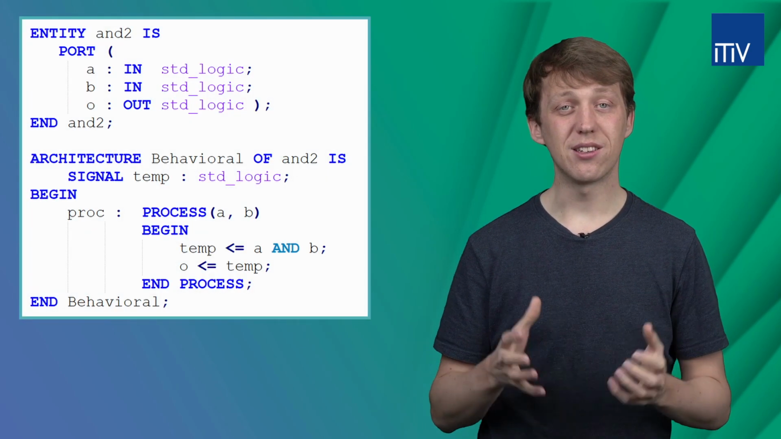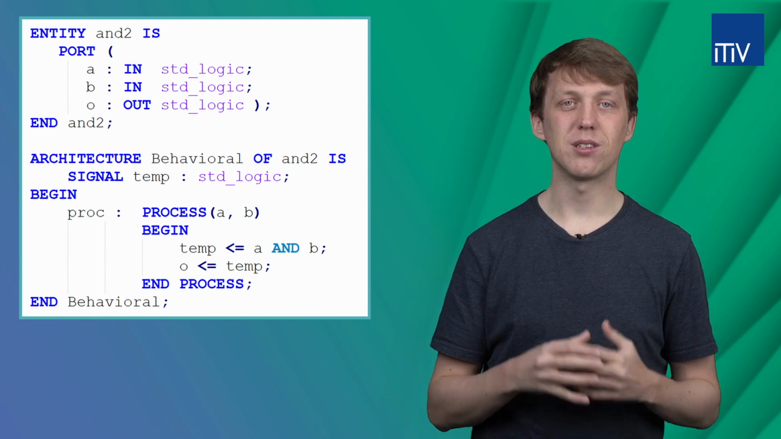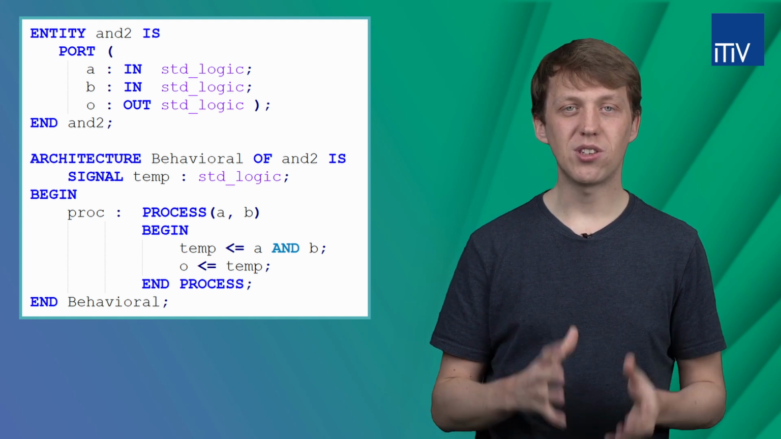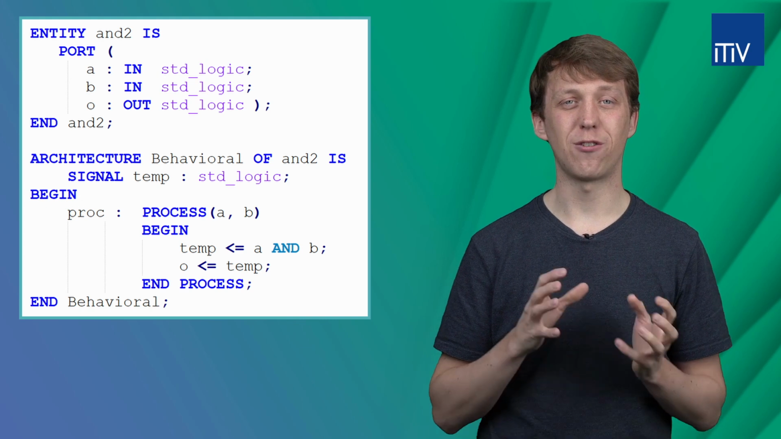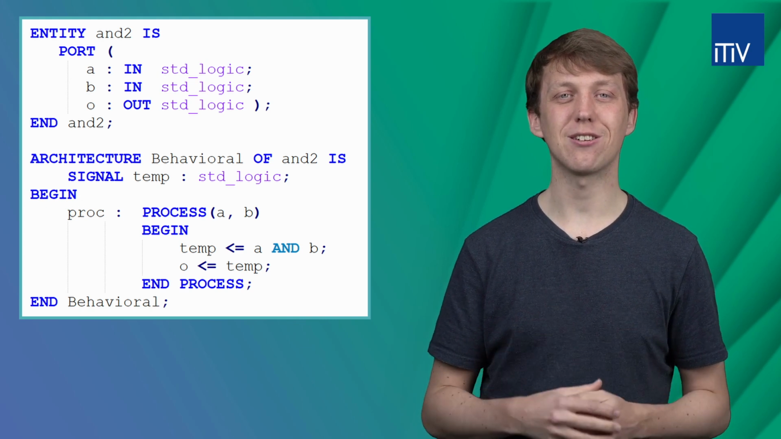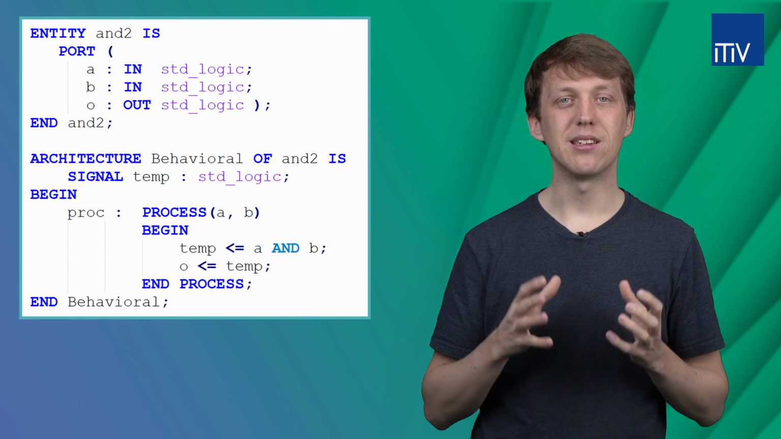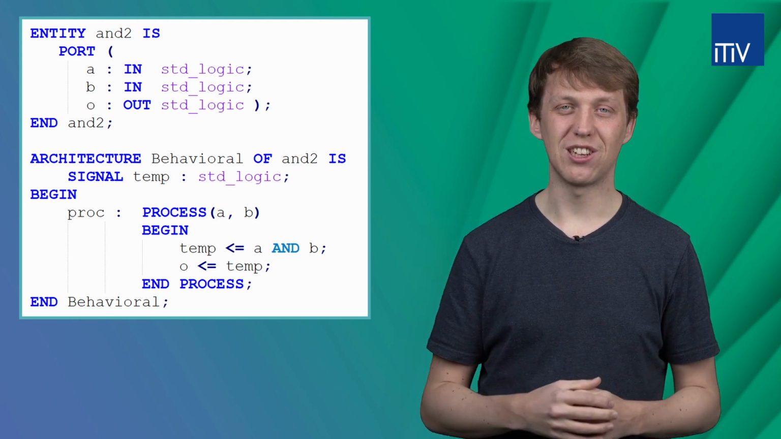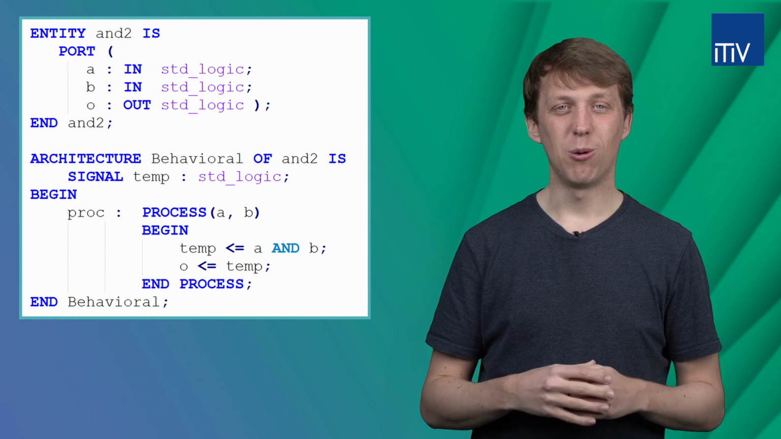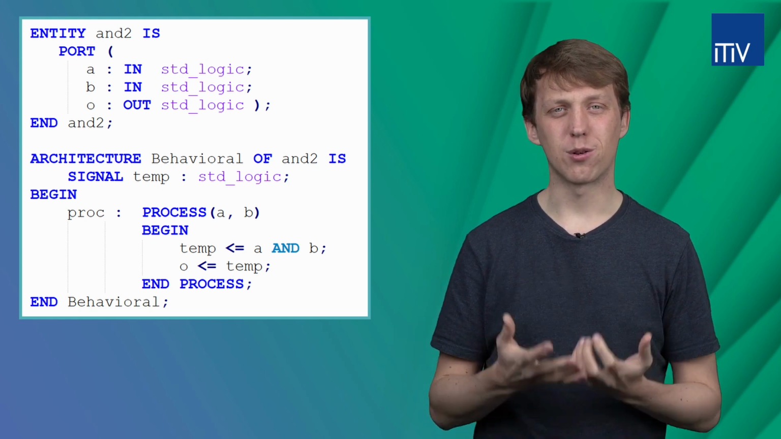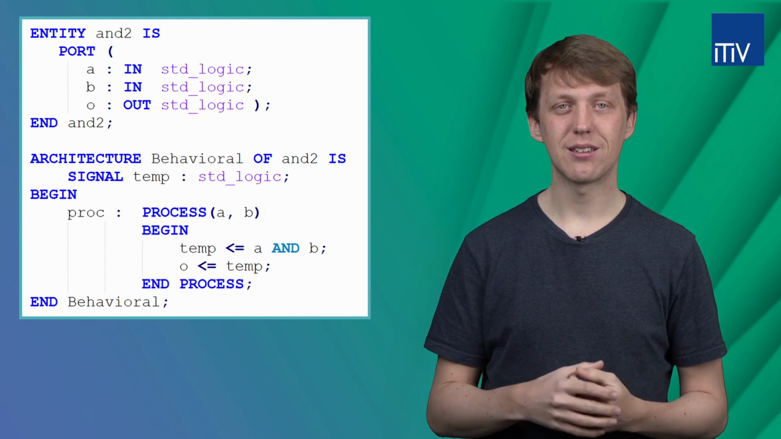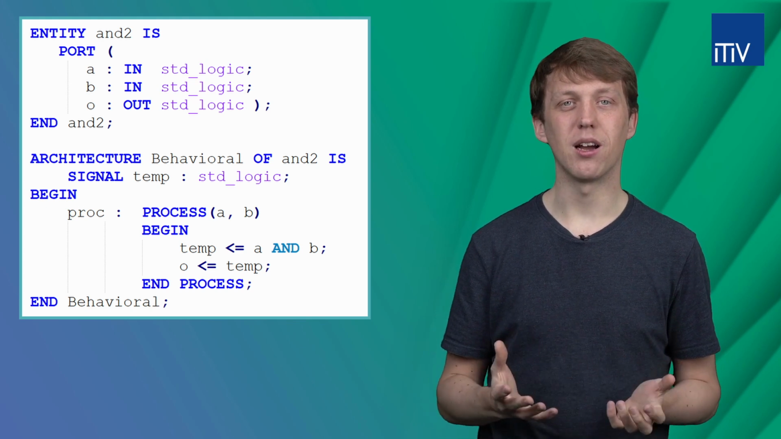Let's have a look at another example. This architecture also describes an AND gate. However, the result of the AND operation is first assigned to a new signal called temp. The value of this signal is then assigned to our output signal O. Will this change the behavior of our model? In this case, yes. But why?